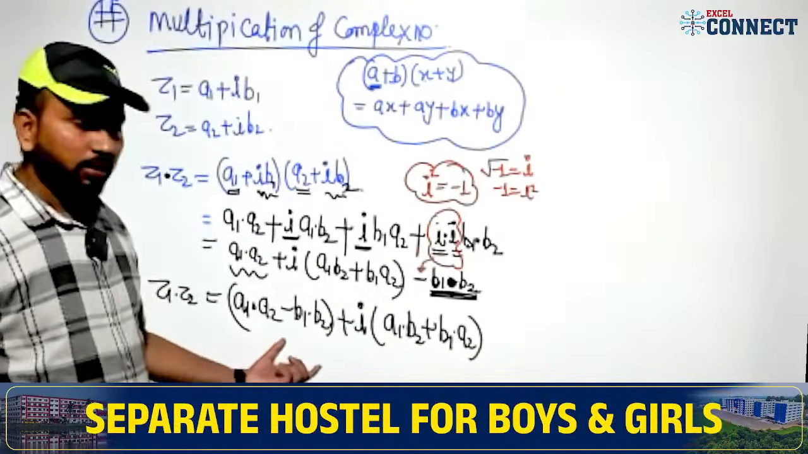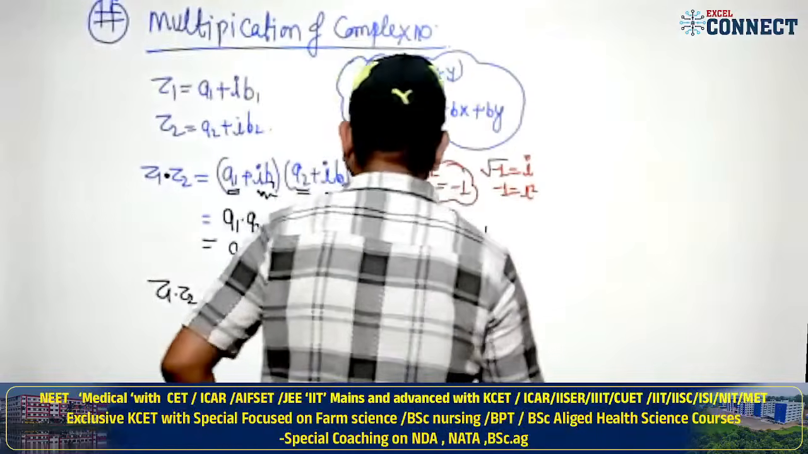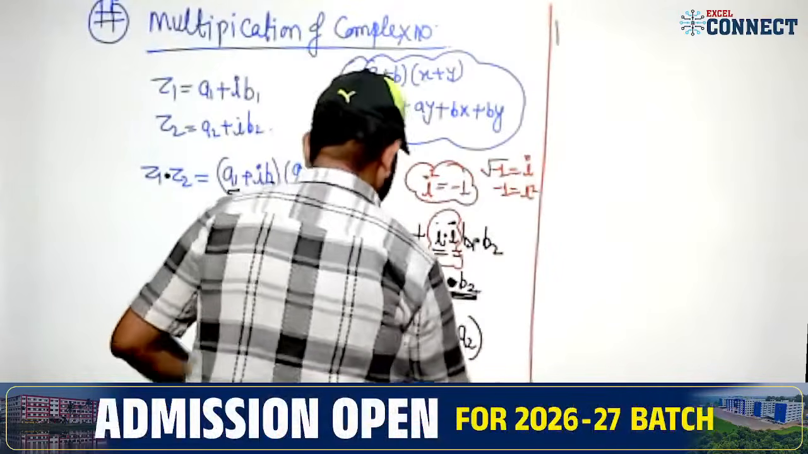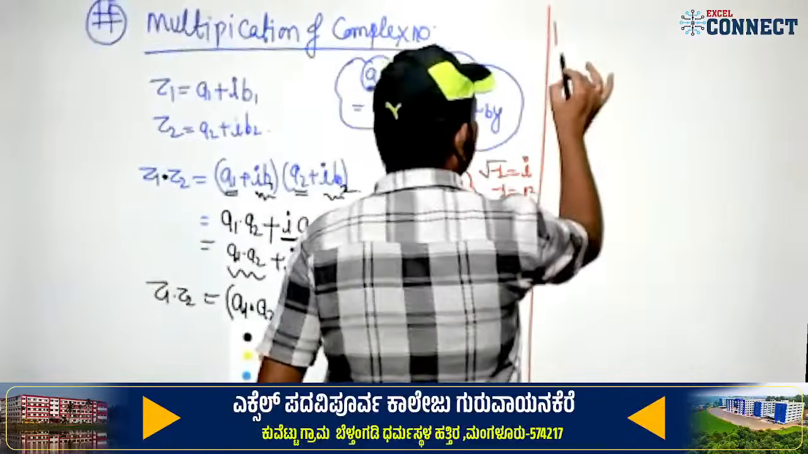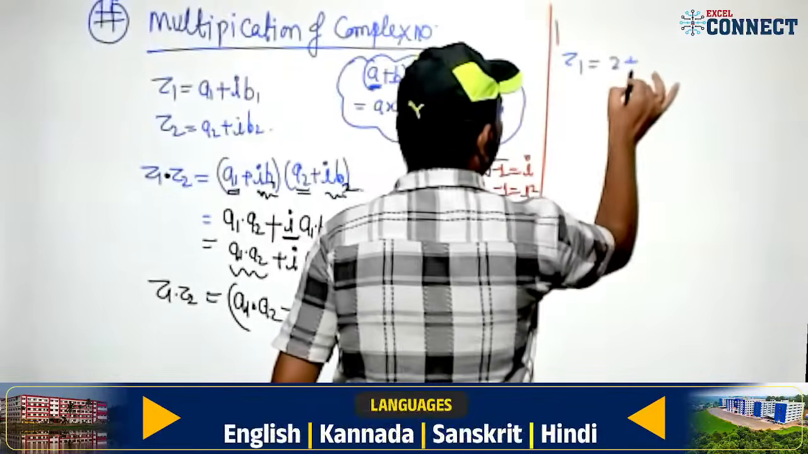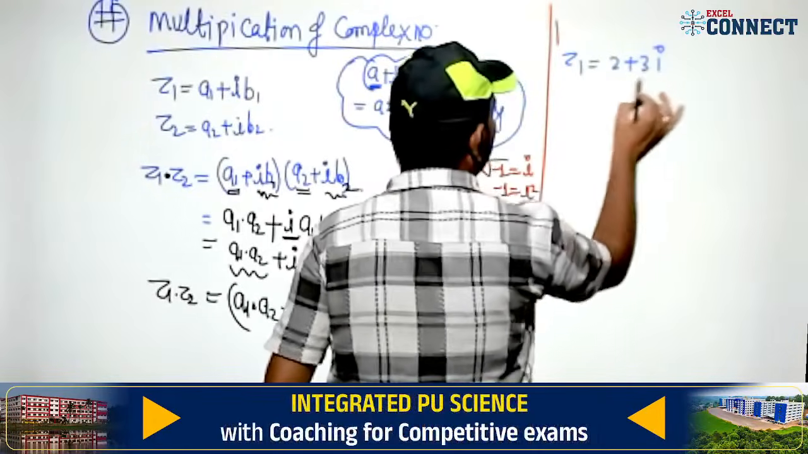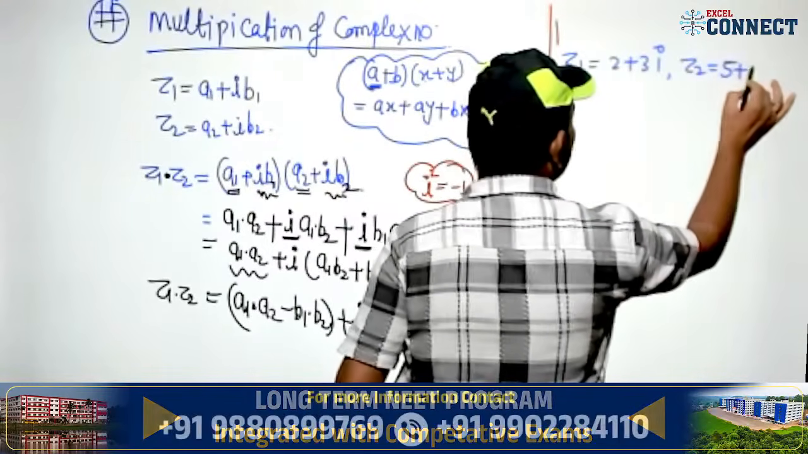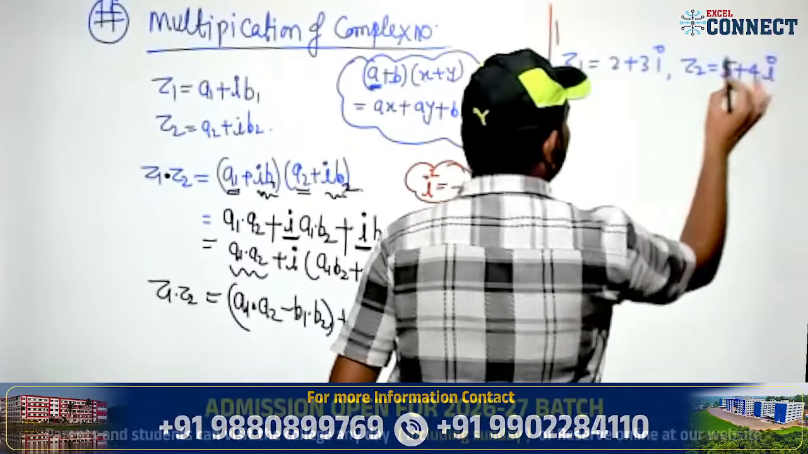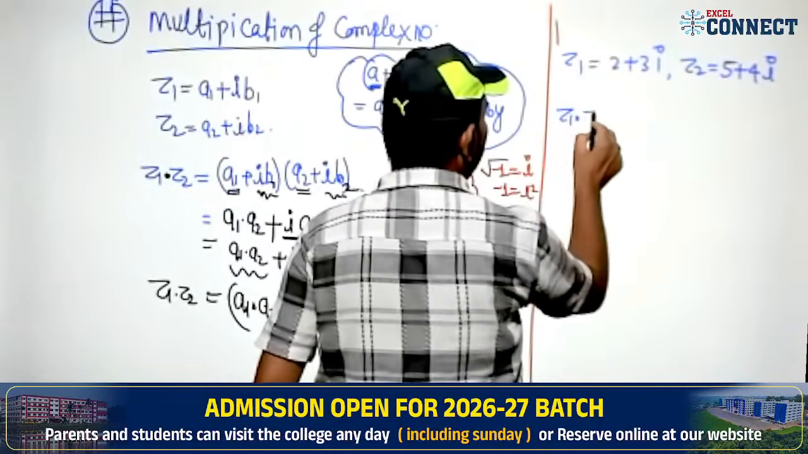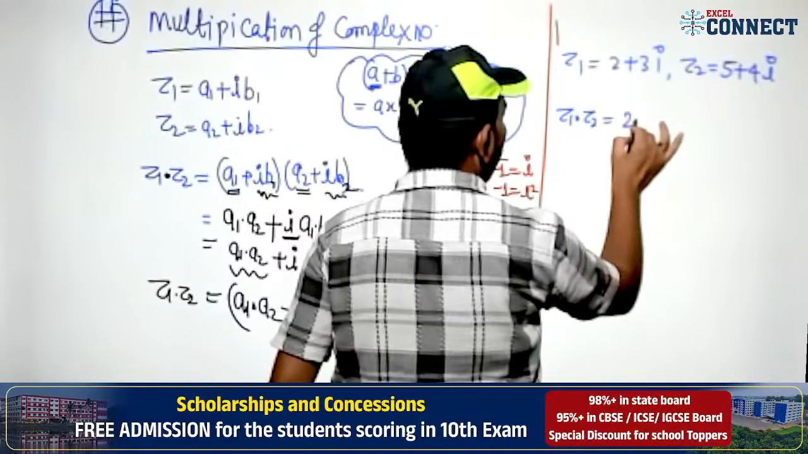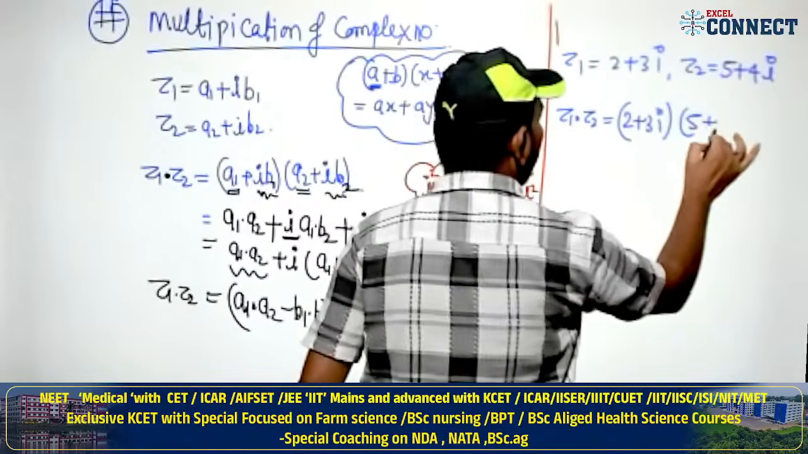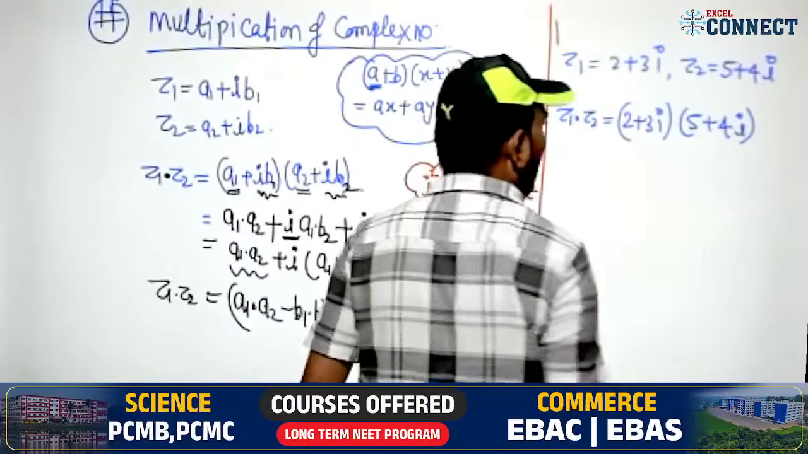Multiplication clear? Now I am writing one example so that you can understand easily. If I write an example like this, Z1 is equal to 2 plus 3 iota and Z2 is equal to 5 plus 4 iota, let's suppose. Then you need to multiply Z1 into Z2. So it is 2 plus 3 iota, this into 5 plus 4 iota. Now you multiply.